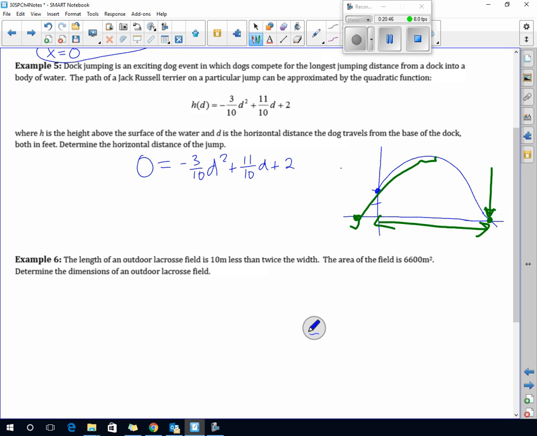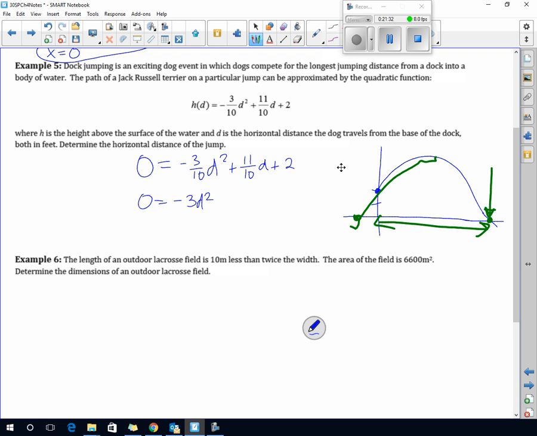Now this is different than factoring with an expression. Does everybody understand the magnificent magic of algebra is whatever you do to one side, you do to the other, and it doesn't alter the question at all? So if I multiply both sides by 10, it'll make my life really easy, right? If I multiply 0 by 10, what do I get? If I multiply this whole side by 10, what do I get for negative 3/10 d squared? Negative 3d squared. Very good. And what do I get when I multiply this by 10? 11d. And what do I get when I multiply the 2 by 10? I get 20.